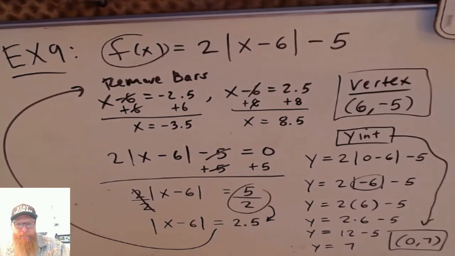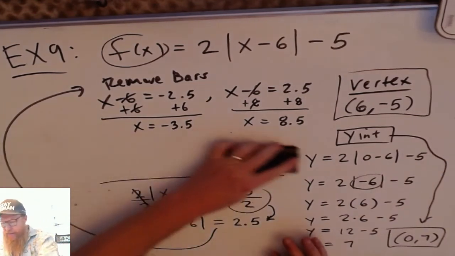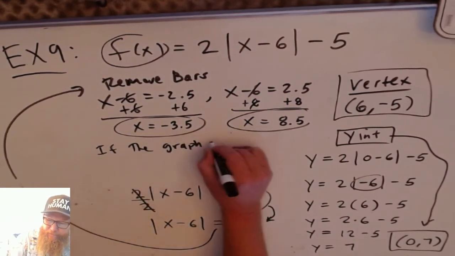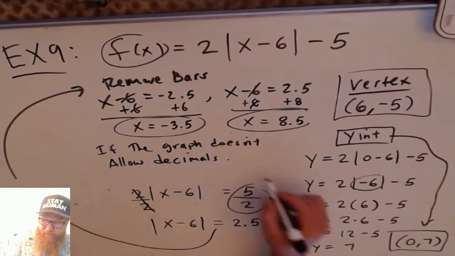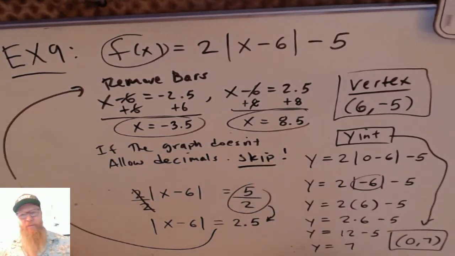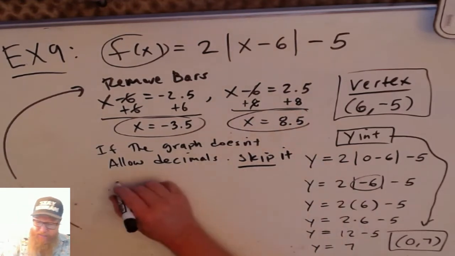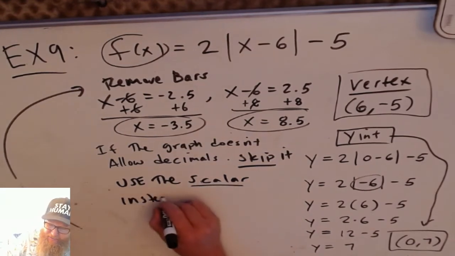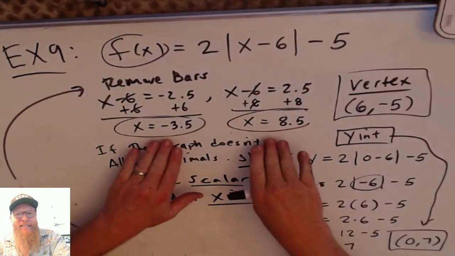What's the problem with these? Well, they're not that bad. They don't have a major problem. But they do have a small problem, and that's that they're decimals. You may not be able to plot decimals. It just depends. Some graphs allow decimals. Some don't. If the graph does not allow decimals, then you're going to skip it and use the scalar instead of the x-intercepts.